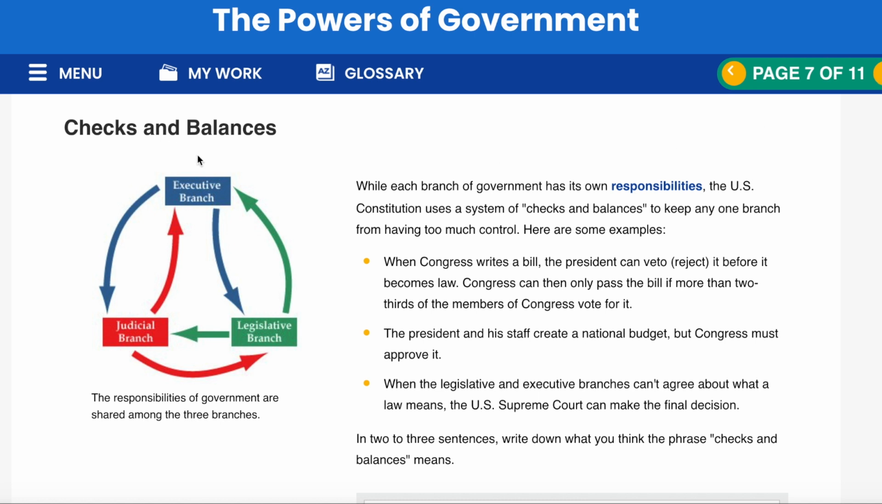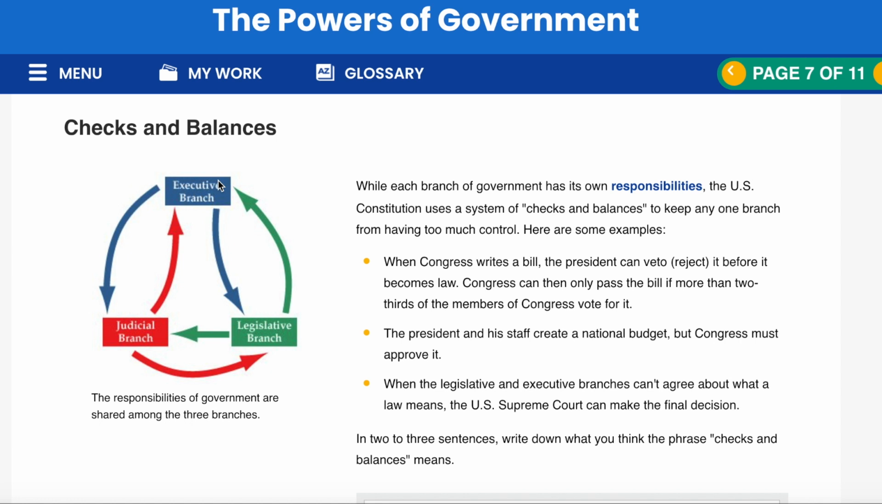Continuing, checks and balances. While each branch of government has its own responsibilities, the U.S. Constitution uses a system of checks and balances to keep any one branch from having too much control. Here are some examples. When Congress writes a bill, the President can reject or veto it before it becomes a law. So the legislative branch creates a bill, and it goes to the President, and the President must accept it or veto it before it can become a law.